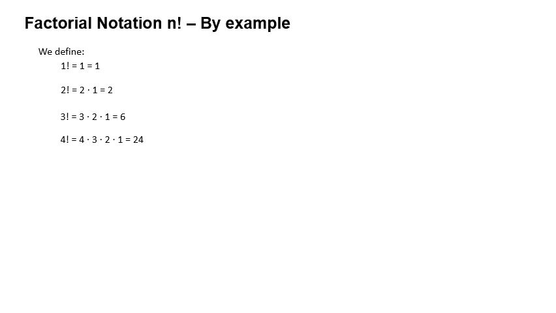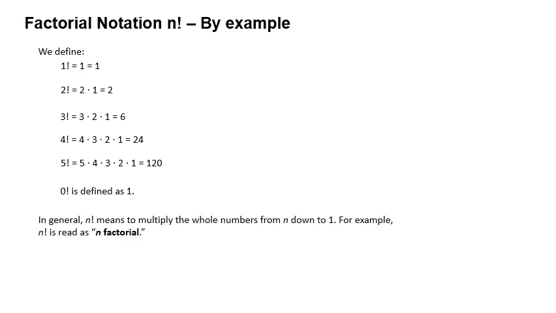4 factorial, 4, 3, 2, 1, is 24. 5 factorial, 5, 4, 3, 2, 1, is 120. And 0 factorial is defined as 1. So you get the pattern. That's what we mean by factorial notation. It is useful in counting, but I'm not going to discuss it here because once again, you will be working with your calculator. So, this is just a summary of what I just said.